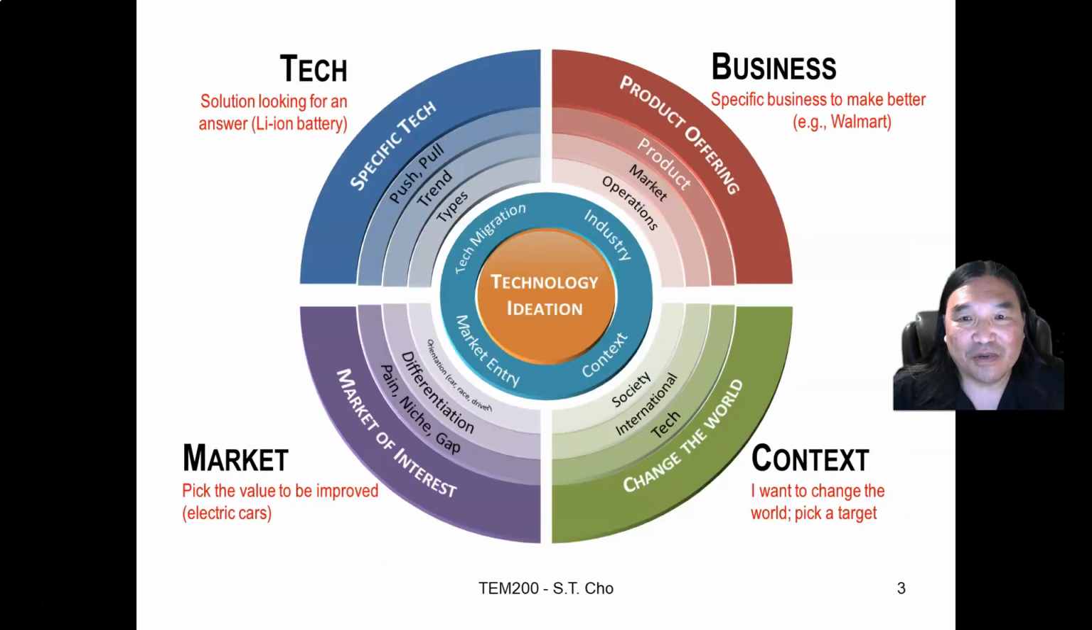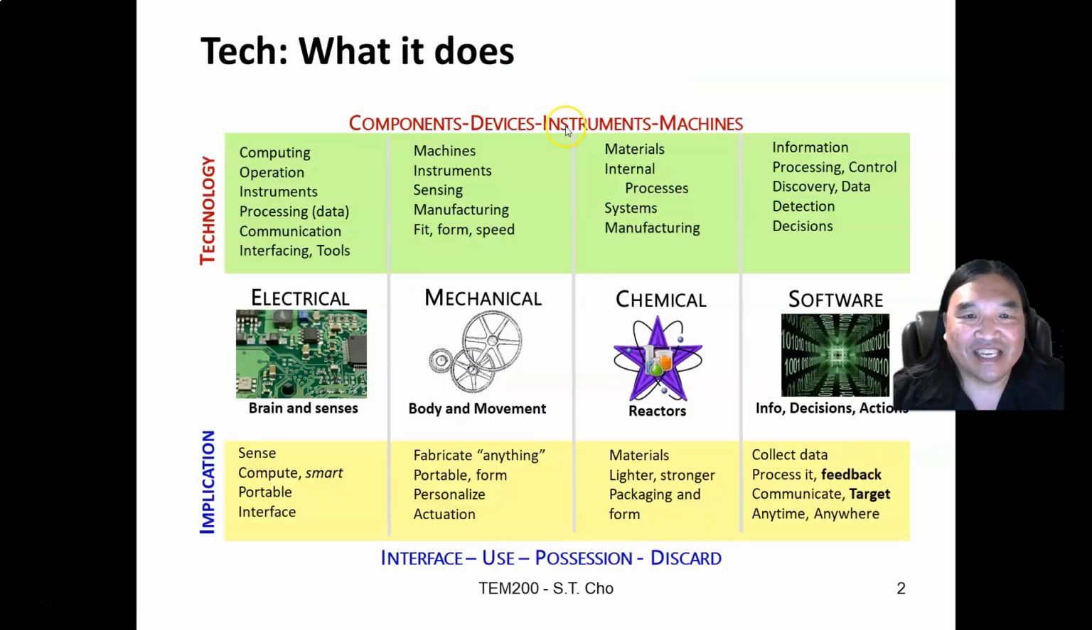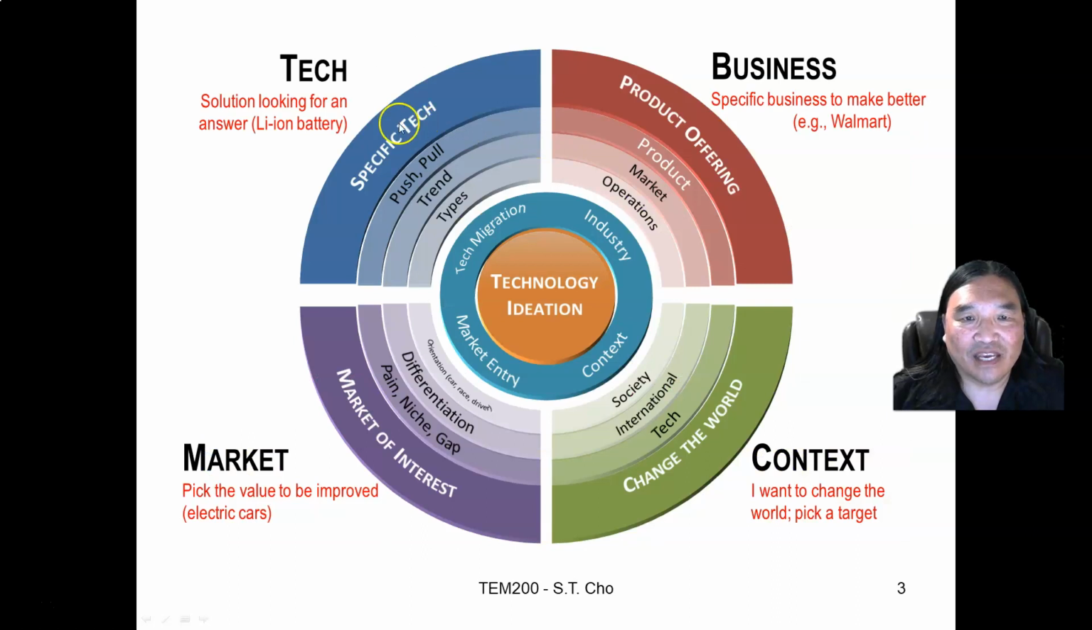What it comes down to is, in terms of technology ideation, there are four different kinds of ideation where you apply technology. One is, I have a technology, but I have a solution looking for an answer. And so if that's the case, then what you want to be looking at is one of these factors, and I'll talk more about it. If I have a specific business and I'm interested in the product offering, then I'm either looking at the product, market, or operations.